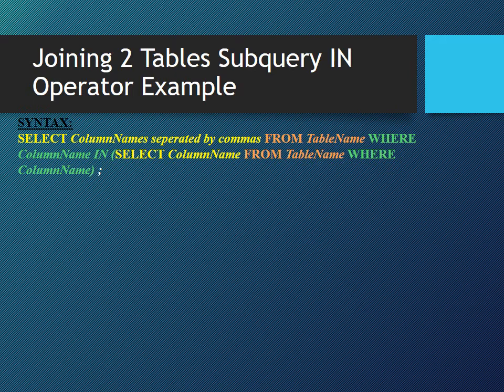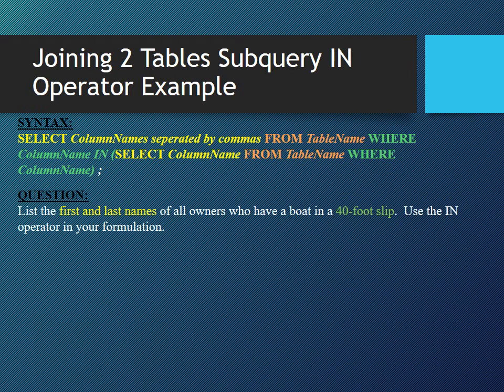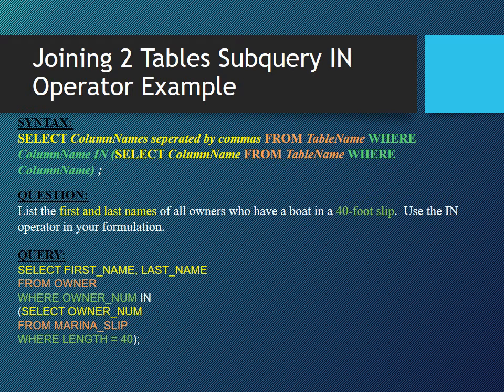Let's look at an example. You could use the grid system I introduced earlier if you would like. It helps when there are multiple tables. I am not going to use the grid system here. Our query after reading the question is as you see here. A subquery was used because you have to find the owner numbers for all of those with a 40-foot slip before you can list the first and last name.